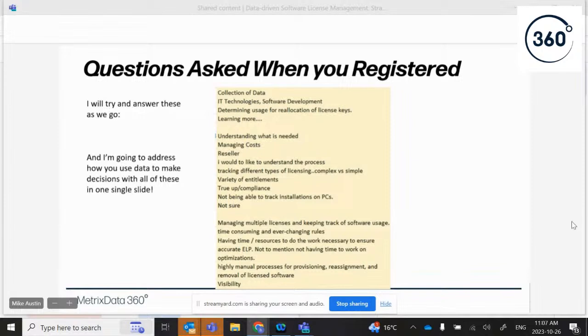Obviously, there's the cost thing. The value of your reseller is one that we get asked about all the time. Some smaller organizations are sold by resellers on the services they provide, and then when they contract with them to provide the services, they find out that it's not what they expected. What's the motivation of the resellers?